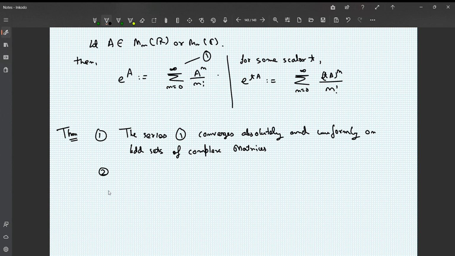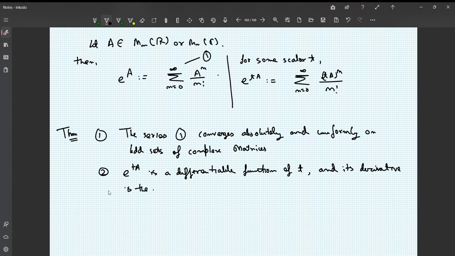Number 2 is that this exponential matrix e to the power tA, where t is obviously a scalar, is a differentiable function of t, and its derivative is the matrix product A times e to the power tA.